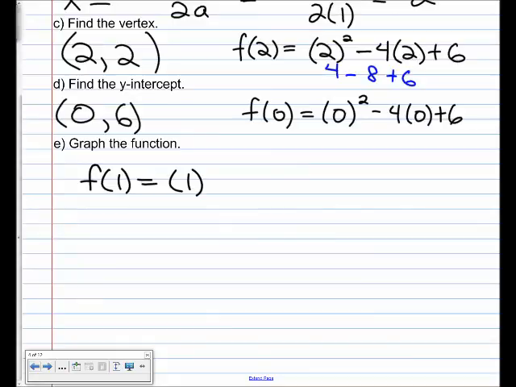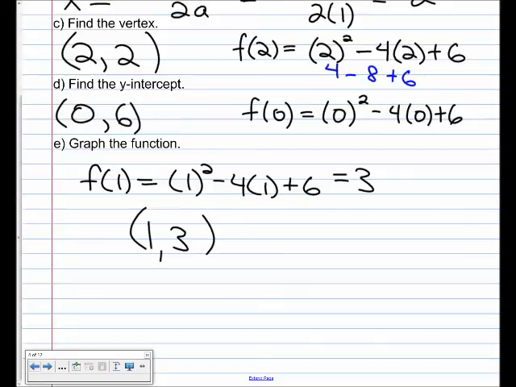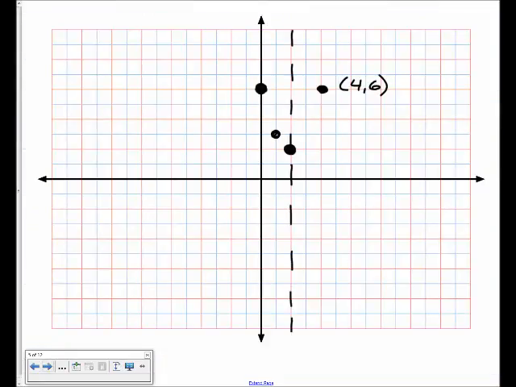So it'll be 1 squared minus 4 times 1 plus 6. I'm hearing people say 3. So what ordered pair am I going to plot? 1, 3. I plugged in 1, and I got 3. So 1, 3. All right. So I'm going to plot 1, 3 on this graph. Now, I told you right before we did that, we could have also plugged in 3. And it doesn't matter. You also get 3 for the y value.